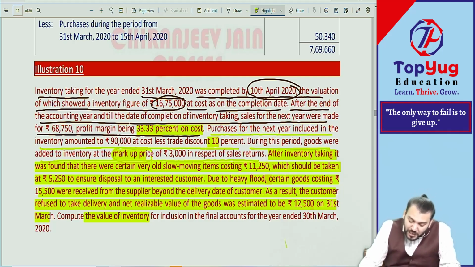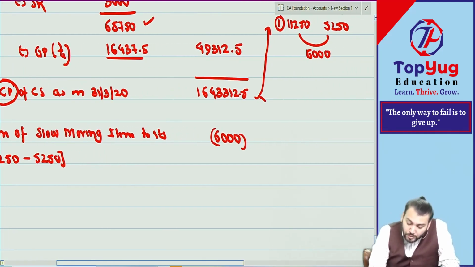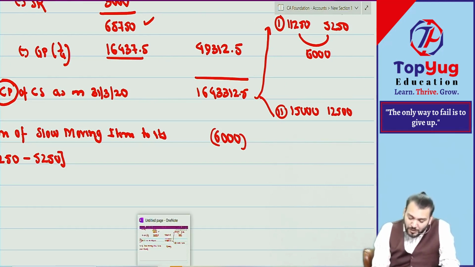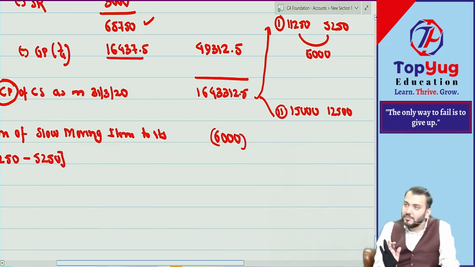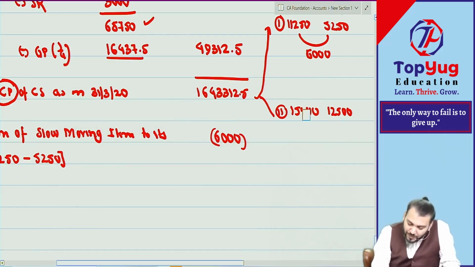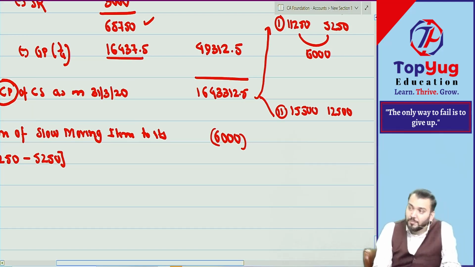What was the cost price? Suppose this includes some other item whose cost price is 15,000. NRV is 12,500. But how much do we write down? We write down 2,500. Understood? It is 15,500. Okay, 15,500 to 12,500, how much do we write down? 3,000 we write down. Understood? Simple, no?